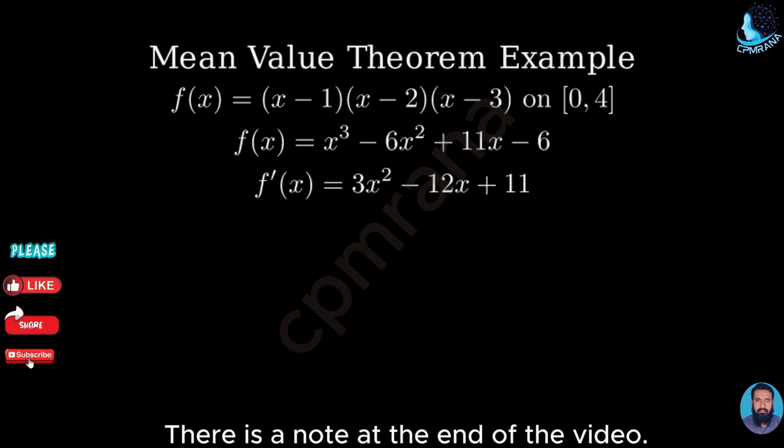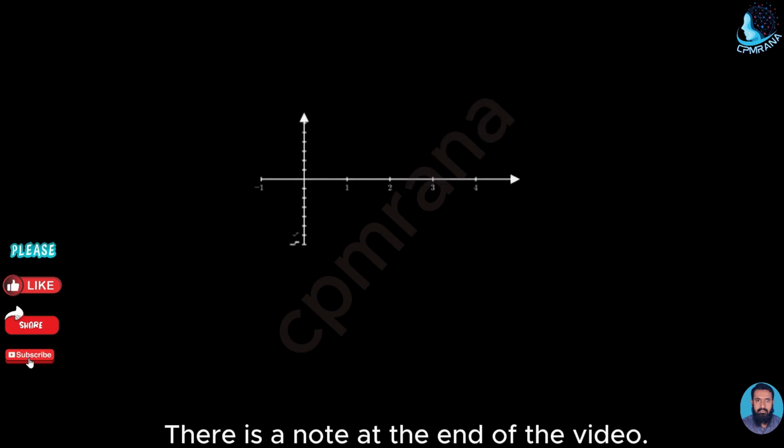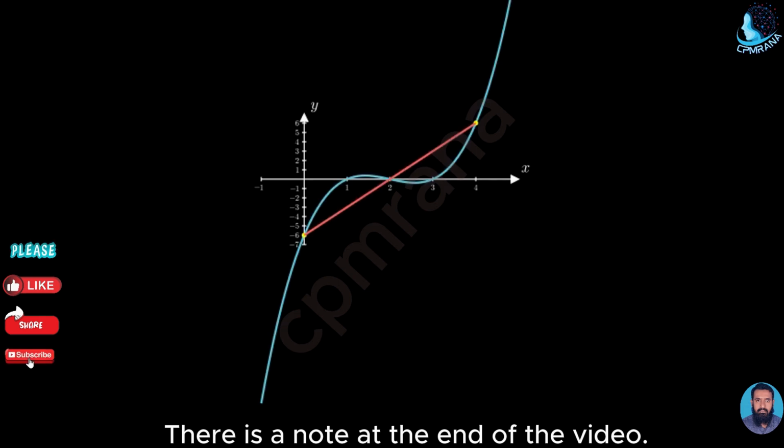Let's visualize this function. Here's our cubic function f of x and the interval from 0 to 4. According to the mean value theorem, there must be at least one point c where the tangent line is parallel to the secant line connecting the endpoints.